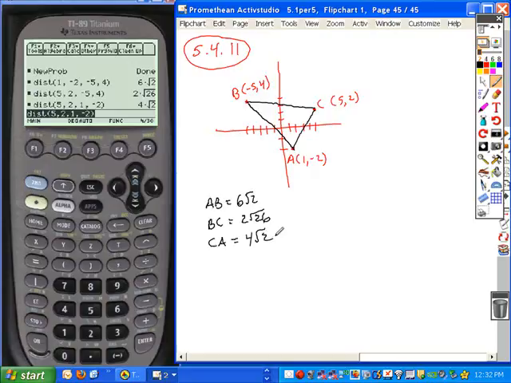Okay, so that's the first step, and we've done this already in previous sections. That's just finding these distances, the lengths. And now we want to classify this by sides and angles. So by sides, we can tell, are there any equal sides? No. So that classification is scalene.